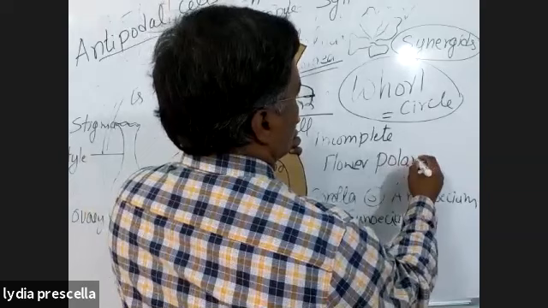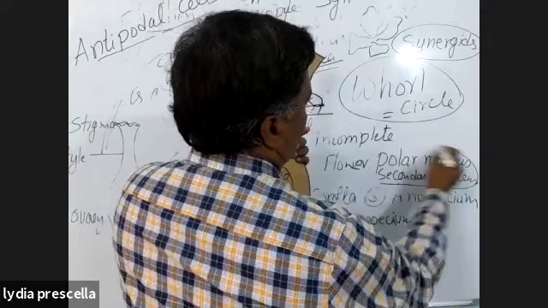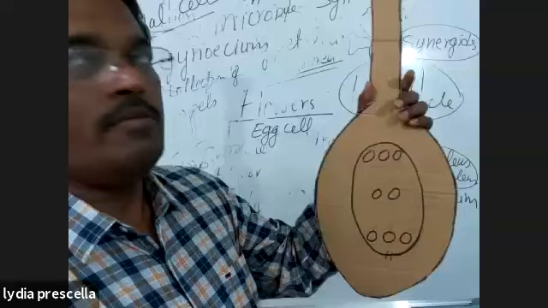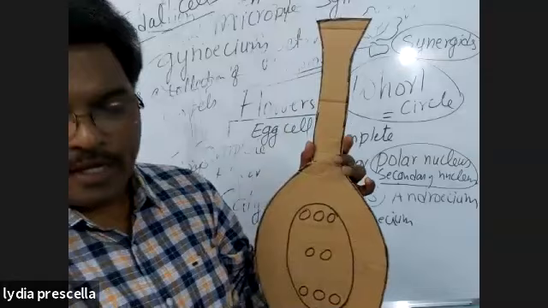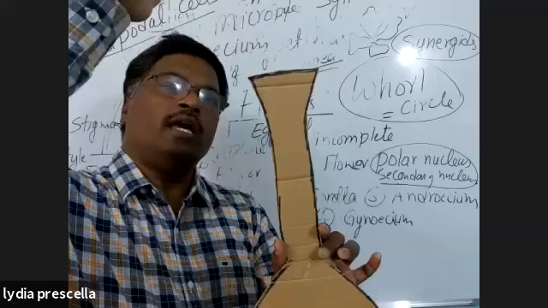Or the secondary nucleus. So these are the names inside the embryo sac. Now, this is the female reproductive part. Now, when this is the male reproductive part, what is the male reproductive part called?